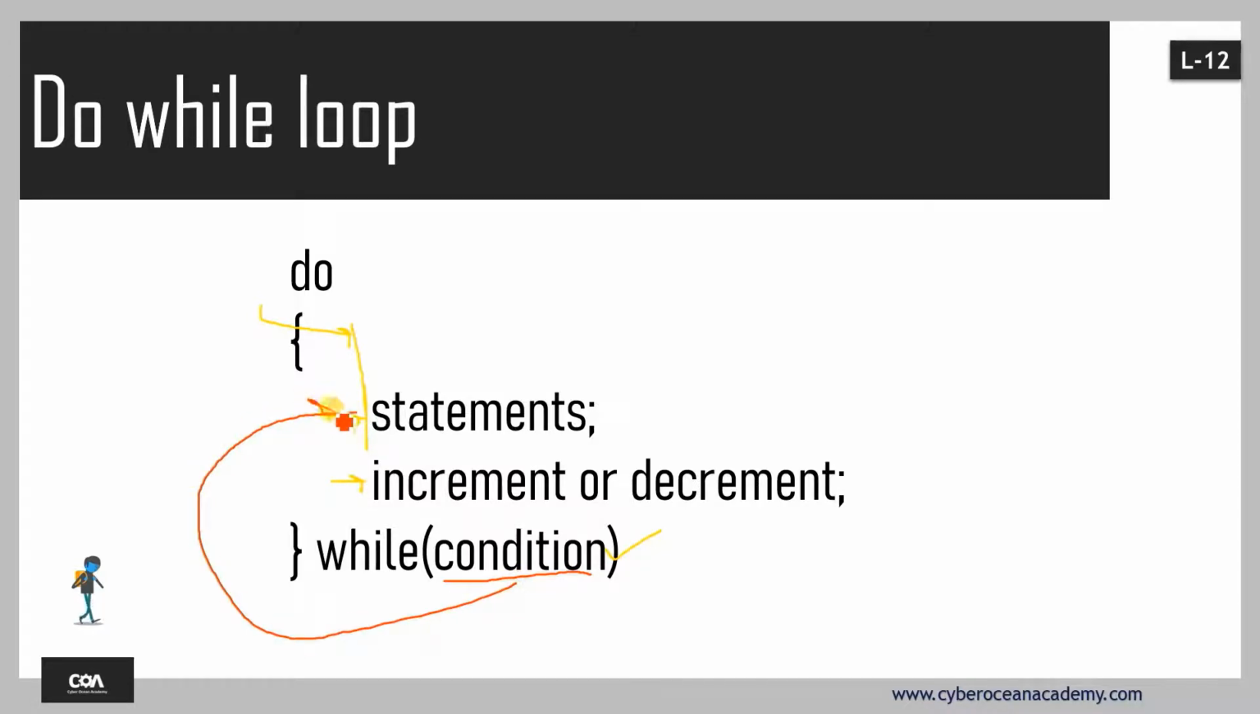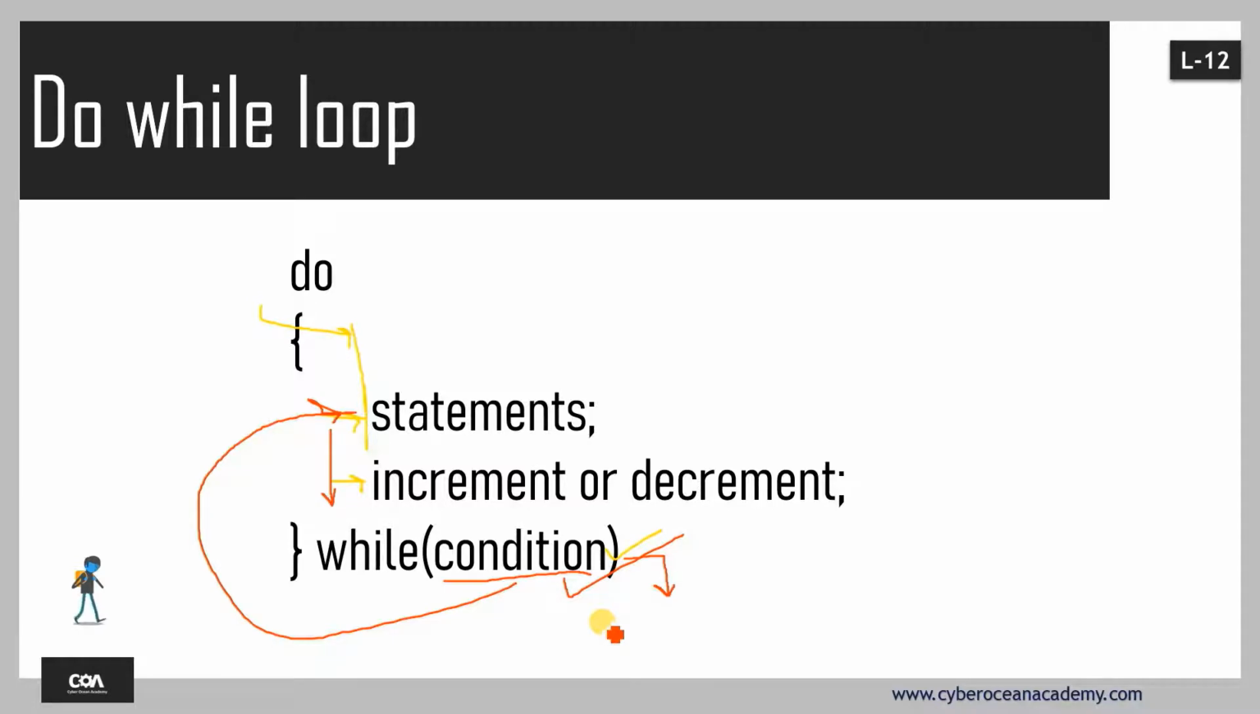First it has already entered, and after that it will check the condition, and again all the statements will be executed, and after that the increment or decrement. Again it will check the condition, and suppose that condition is false, that means it will leave the loop, and the next statement will execute. So in a do while loop, the loop will run at least a single time, but in a while loop it may not run even once.